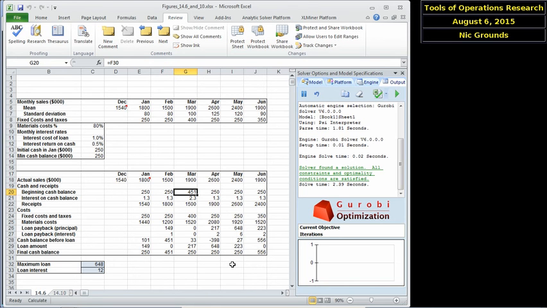The key is, there are two things we wanted to compute. One is, what's the maximum loan amount we had to take? That is, of all these loans we took, in that line there, line 29, what was the biggest one? And in this case, we had to take a $648,000 loan.